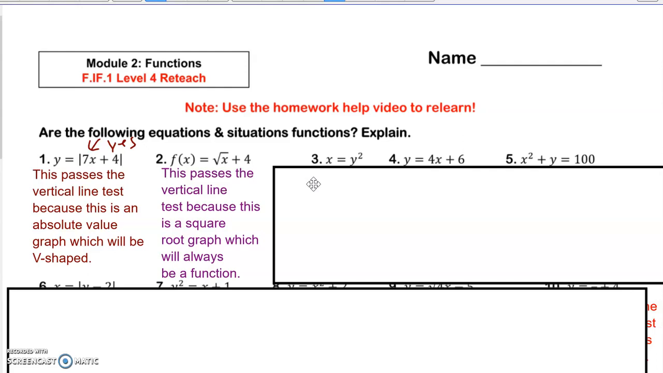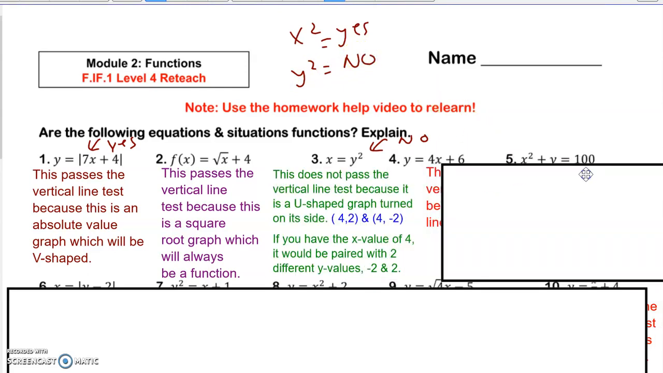Now, the next one. We have a y squared. That's a no. An x squared is a yes, and a y squared is a no. And this does not pass the vertical line test because it's a U-shaped graph turned on its side. And when you draw a line, it would have two values. So it would have the x value of 4 paired with 2 and with -2, two different values.